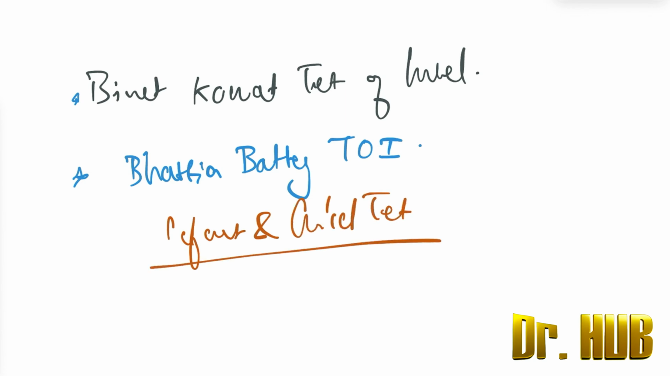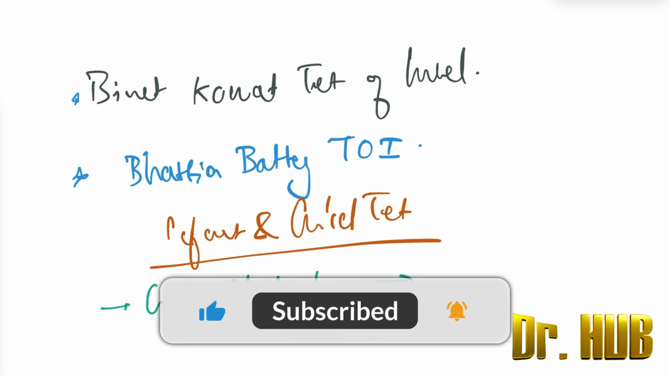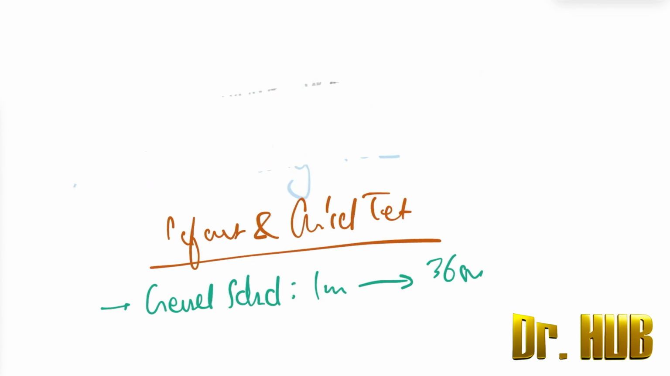Under the infant and child test, there is the Gesell schedule. So what happens in the Gesell schedule? It is from 1 month to 36 months. Next we are focusing on the Bayley scale.